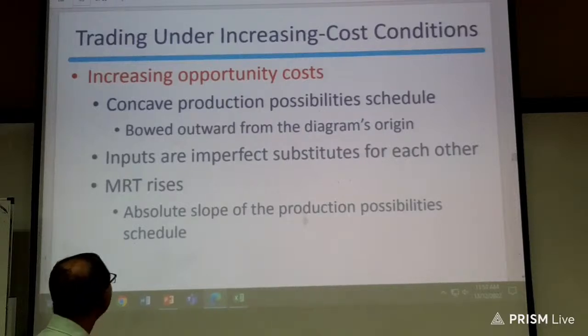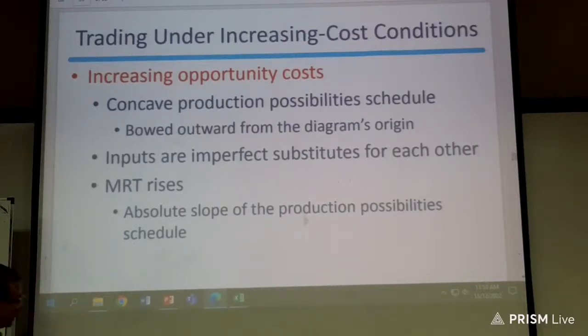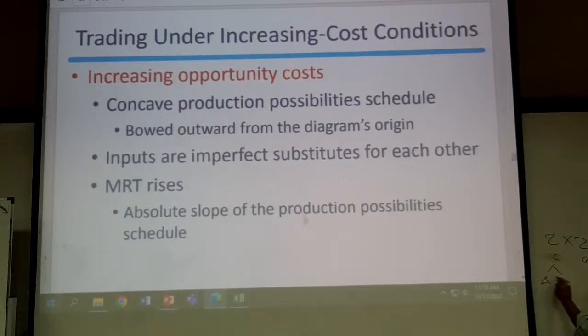Okay, now using cost. Two countries, two goods, two factors: A and B, X and Y, K and L.